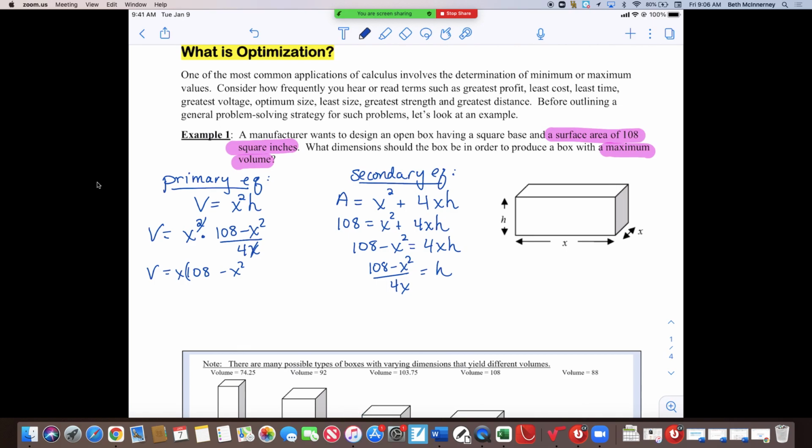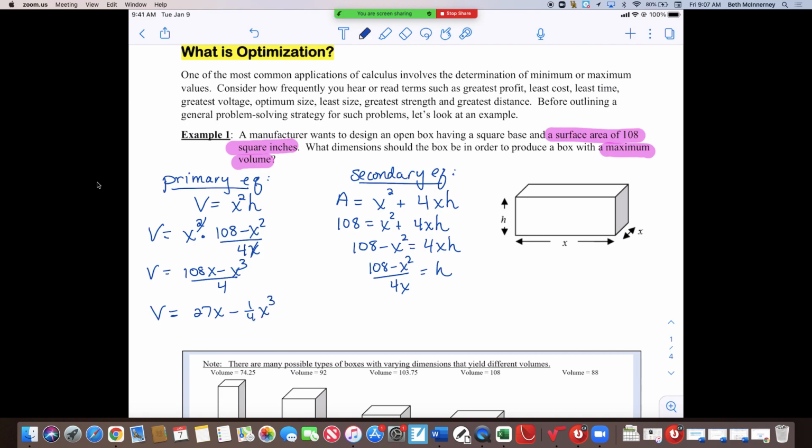No, maybe not. Okay, let's see. Factor, not factor. Let me look. How about this? Let's do 108x minus x cubed over 4. So 108 divided by 4. Anybody know what that is? 108 divided by 4, 27. So that's going to give me 27x minus 1/4 x cubed.